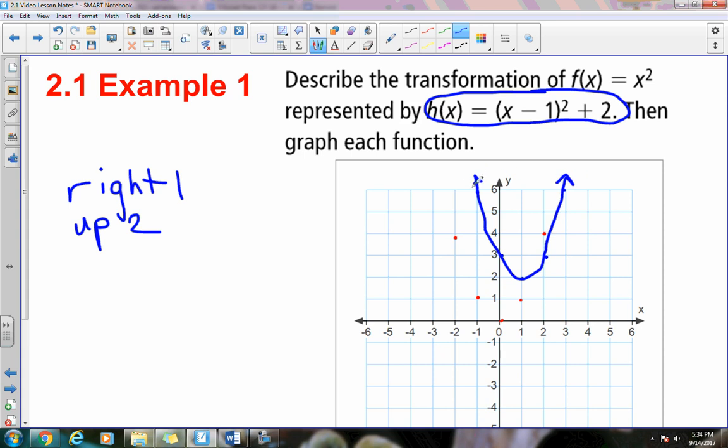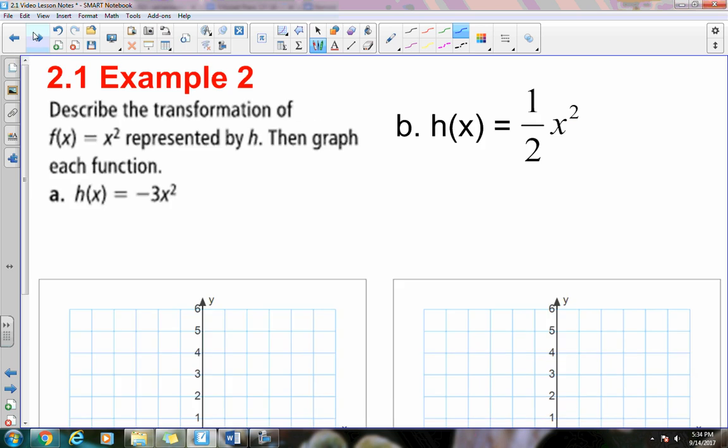Oh, it's hard to draw with a mouse, but there we go. There is our transformed parent function parabola. We described it, we graphed it. The graphing goes pretty easy if you start with those key points from the parent function. All right, let's do this. So now these examples are going to be our vertical stretches and vertical shrinks.